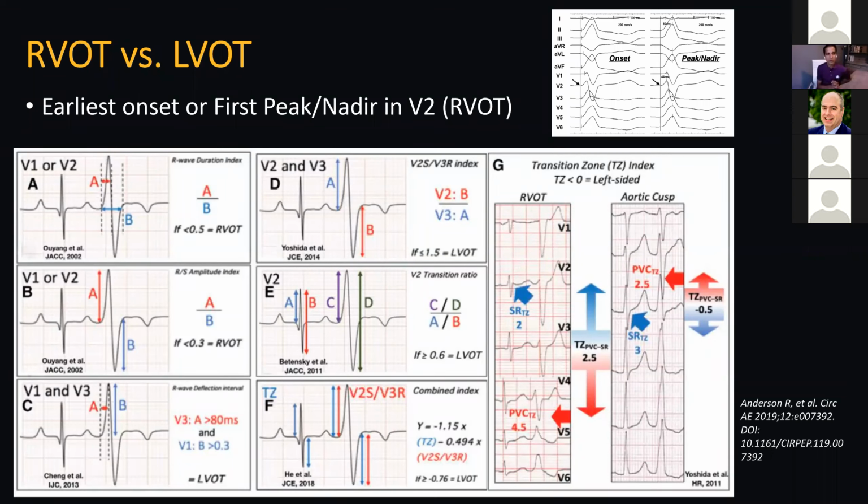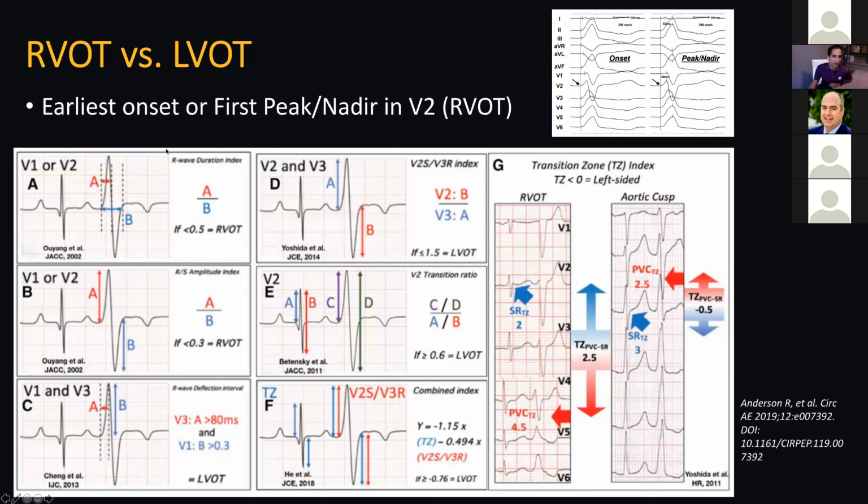When you start looking at these outflow tract areas, the LV summit, RVOT, and LVOT, you want to try to predict the site of origin from the ECG first. The first thing to look at is your anterior precordial leads. There are a lot of indices out there that I've laid out on the slide. I'm not going to go over all of them, but the more complex these algorithms get, the more accurate they also get. The general idea is that the LVOT is a posterior structure, so you're going to inscribe a more prominent R wave in the anterior precordial leads. All these algorithms are basically doing that.